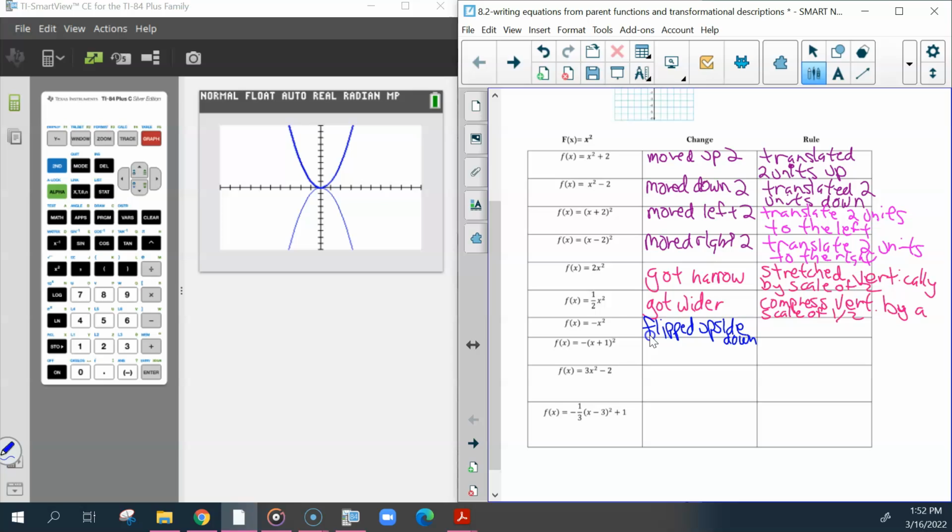So if we have a negative outside of the x squared, this would reflect. A lot of these words we should remember from geometry, but this reflects over the x-axis. Think about it like it was a top, it would be here in between them, and also the bottom.